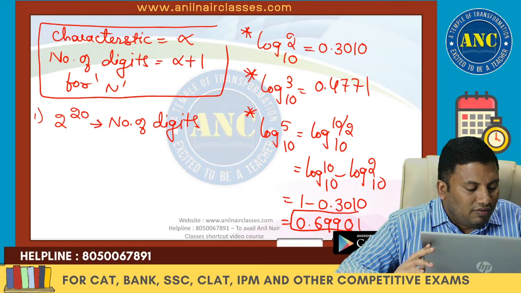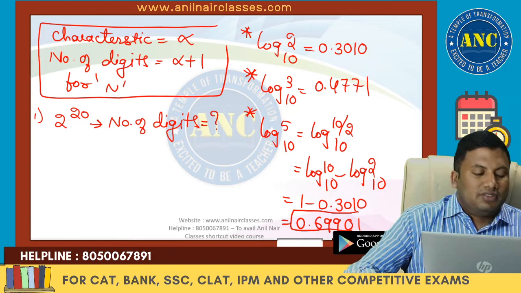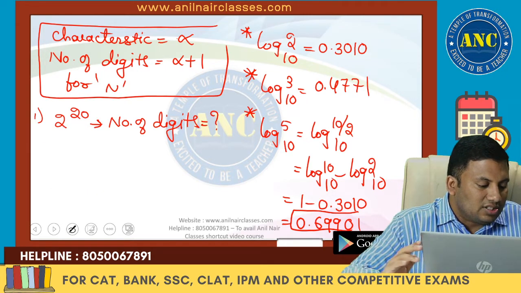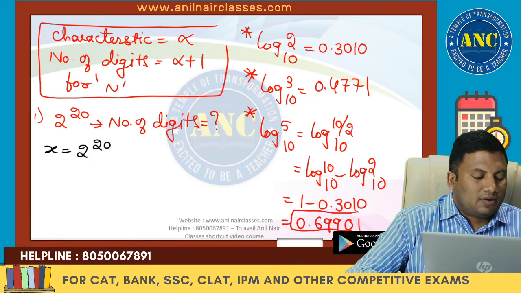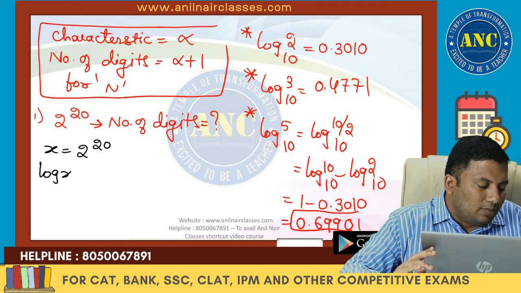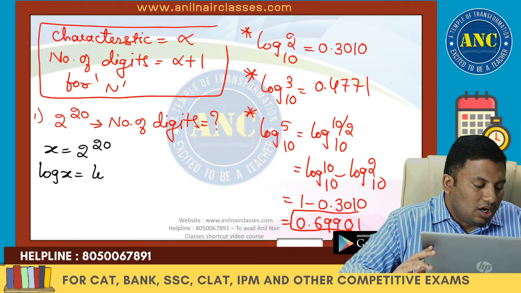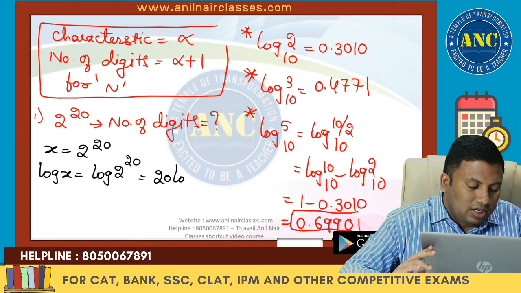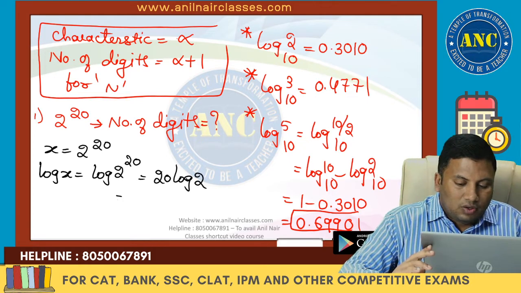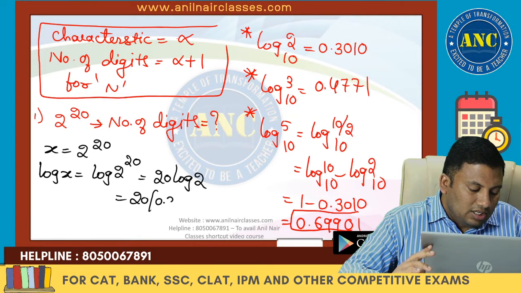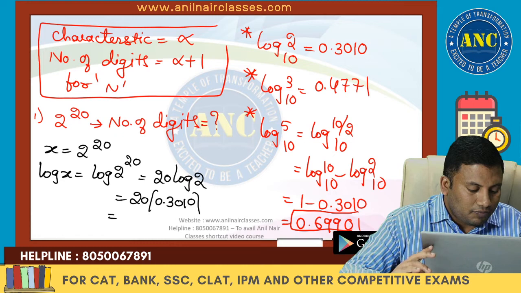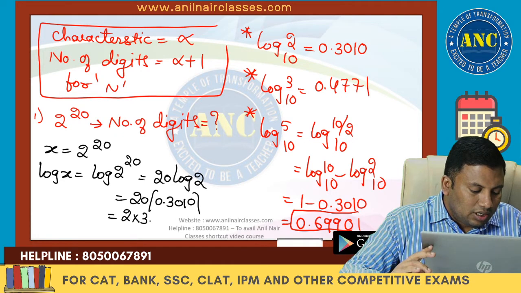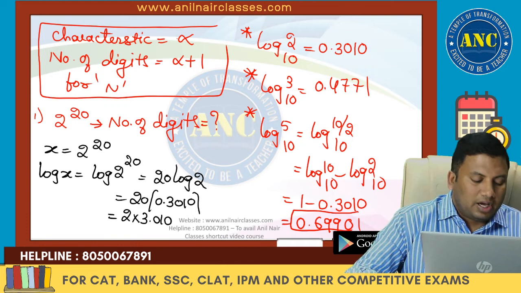2 power 20, we need to find out the number of digits of this number. Listen carefully. Let me call it x equivalent to 2 power 20. Apply logarithm on both sides. This is log 2 power 20, which is 20 into log 2. Log 2 value we know as 0.3010. So 20 into 0.3010. I hope it is clear, right?